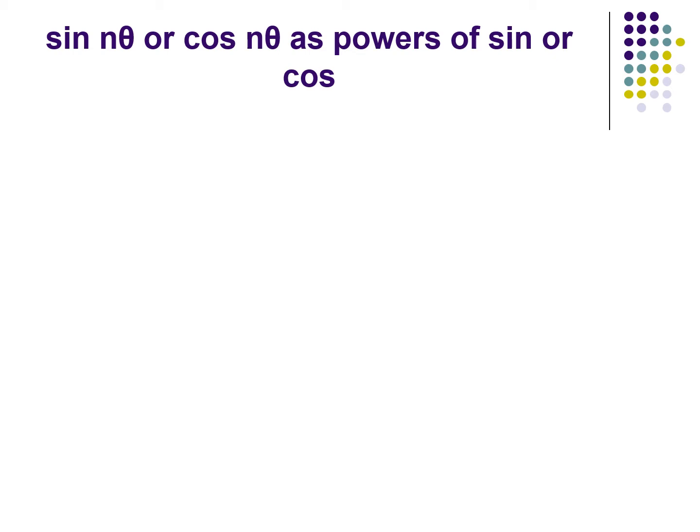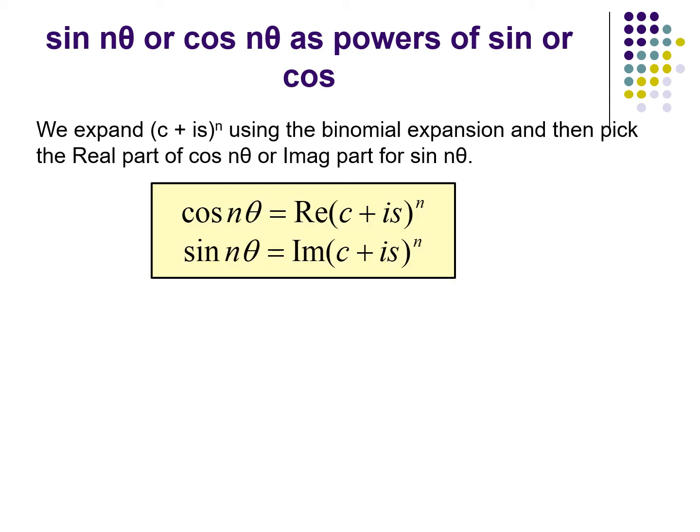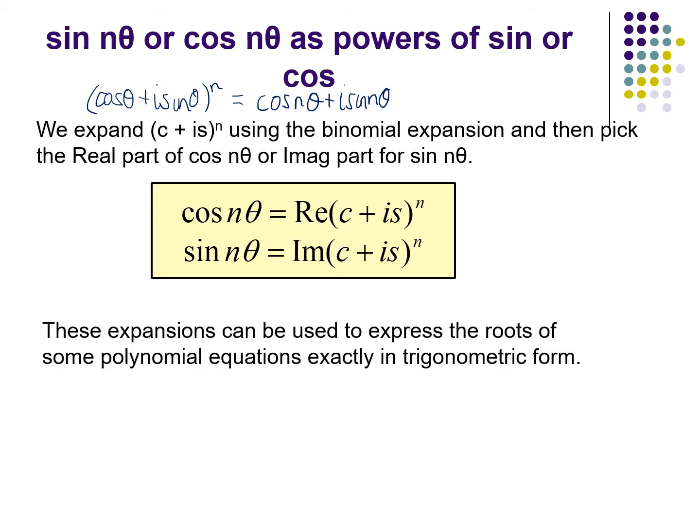If you wanted to express sin nθ or cos nθ in terms of powers of sin or cos, what you did was a binomial expansion of c plus is. Now remember what c plus is is. c plus is was cos θ plus i sin θ. And remember, by de Moivre, if you raise that to the power of n, that gave you cos nθ plus i sin nθ. Then if you were interested in the cos part, you would take the real part of that. And if you were interested in the sin part, you would take the imaginary part of it. So, binomial expansion. And then the application, as I said, was to solve polynomial equations, but giving your answers in exact trig form.